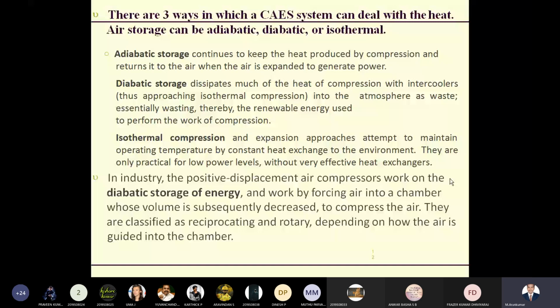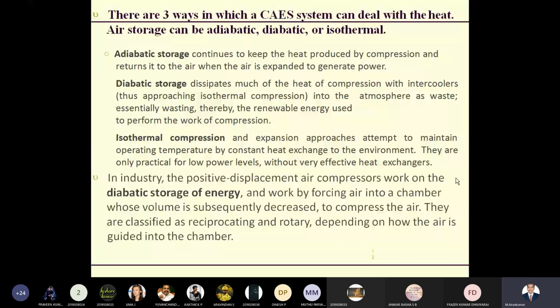Next we have the classification of compressors. On that we have the positive displacement air compressor. We have two types of positive displacement air compressor: the reciprocating positive displacement air compressor, and the rotary positive displacement air compressor.